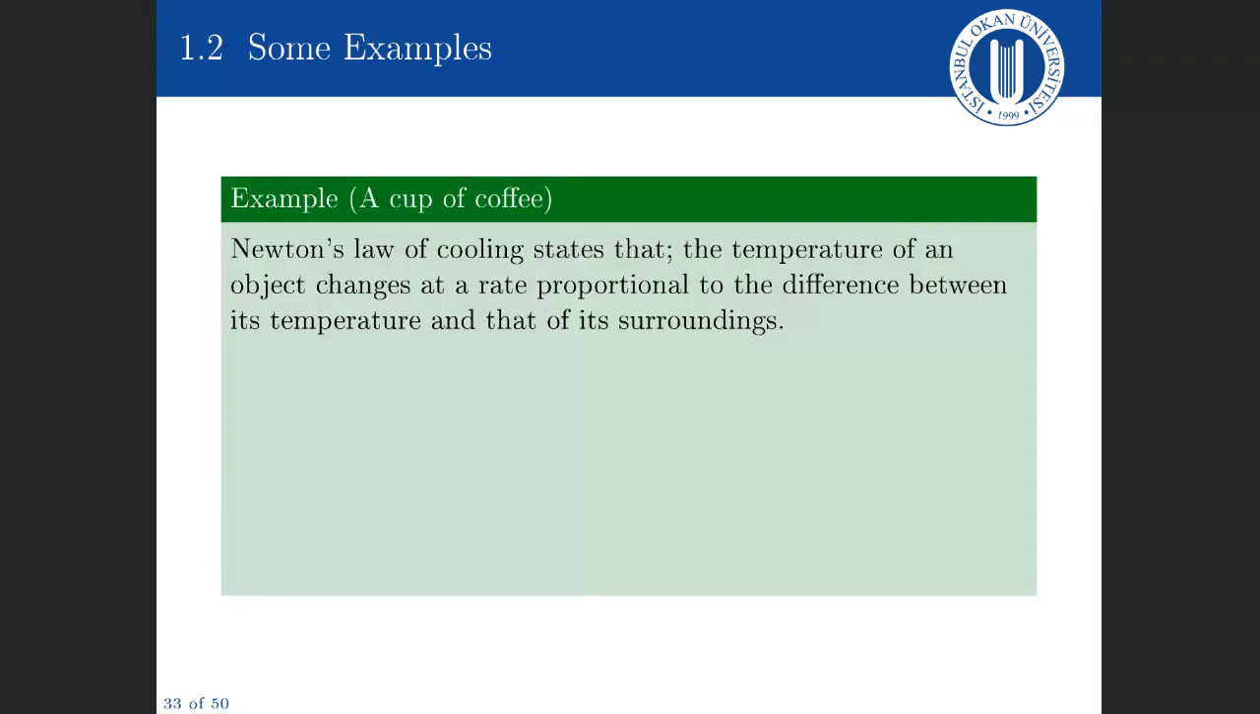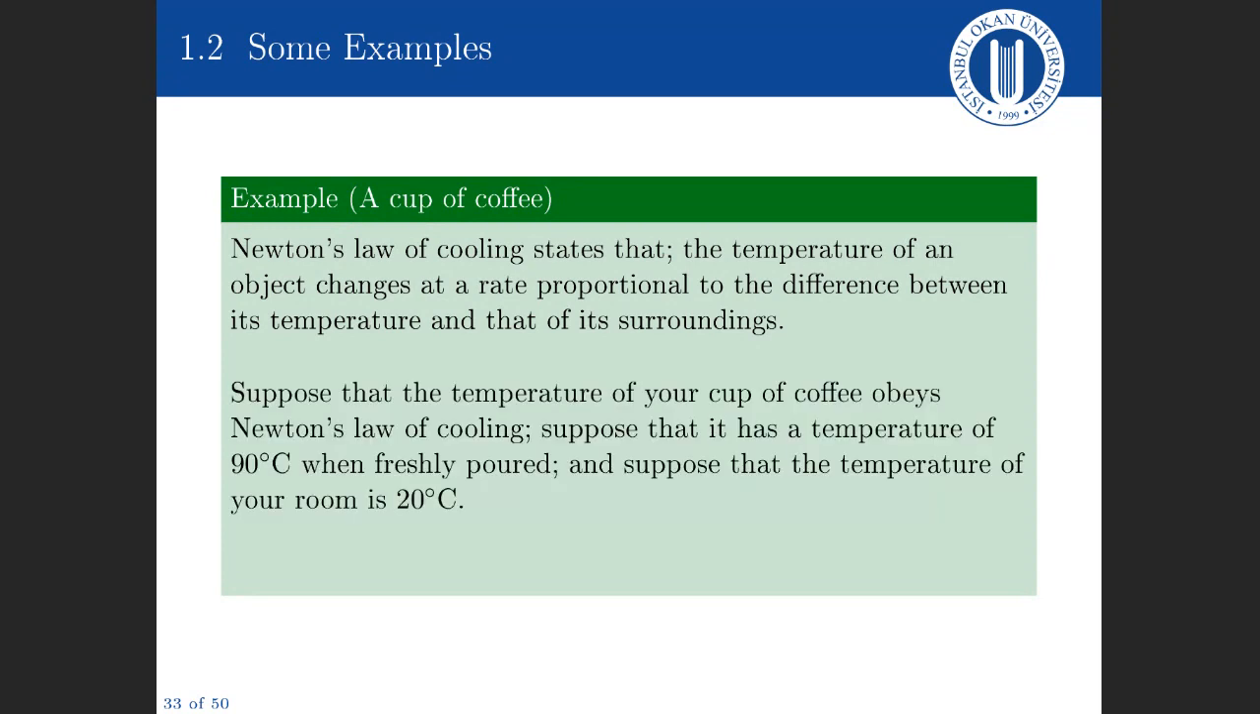Our third and final example is an example of a cup of coffee. Newton's law of cooling states that the temperature of an object changes at a rate proportional to the difference between its temperature and that of its surroundings. We're going to suppose that the temperature of your cup of coffee obeys Newton's law of cooling. We're going to suppose that it has a temperature of 90 degrees when it's freshly poured, in other words, at time zero. And we're going to suppose that the temperature of your room is 20 degrees centigrade.